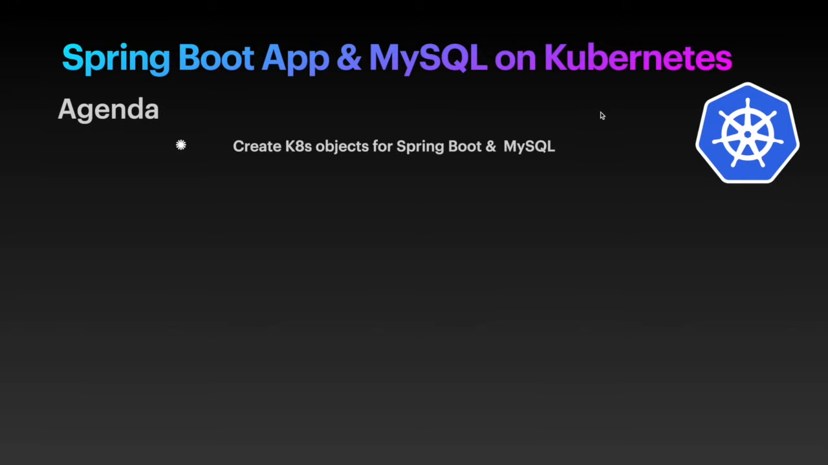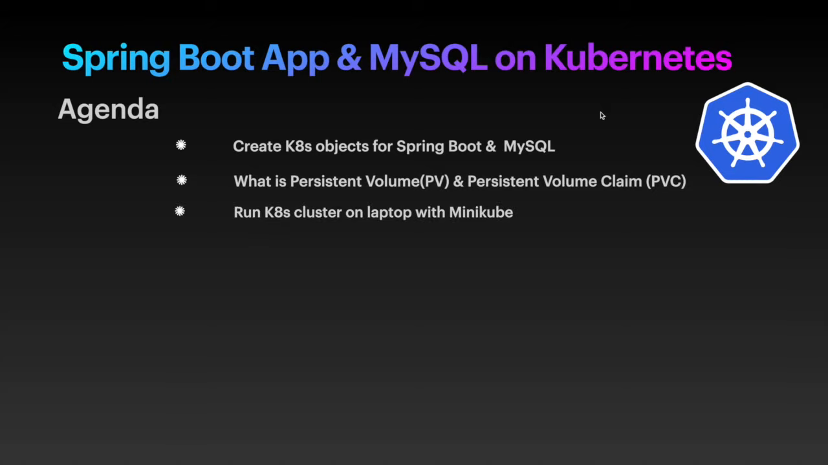First, I'm going to show you how we can create Kubernetes objects for Spring Boot and MySQL database. And we should know what a persistent volume and persistent volume claim are, because we are dealing with a database. I will show you later how to run a Kubernetes cluster on a laptop with Minikube.